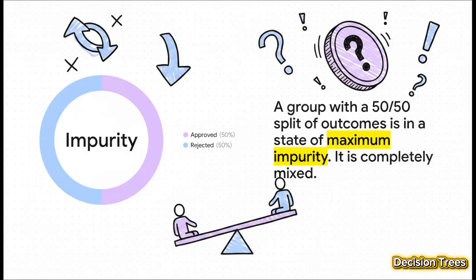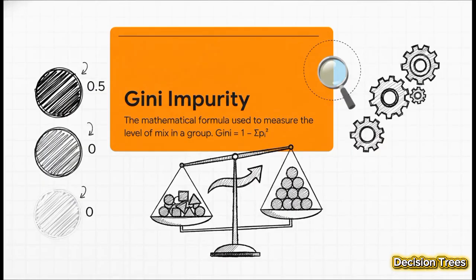So picture our initial pool of loan applicants. Let's say it's a perfect 50-50 split. Half of them were ultimately approved, half were rejected. In data science speak, this is a state of maximum impurity. It's totally chaotic. A prediction from this point is no better than a coin flip. Now, to actually measure this messiness, the model uses a nifty little formula called Gini impurity. You don't need to be a math whiz to get the idea. It basically calculates the odds that you'd mess up if you randomly labeled an item from the group. A Gini score of 0 means perfect purity, everything's the same, you can't be wrong. A score of 0.5, like our 50-50 mix, means maximum impurity, total chaos.